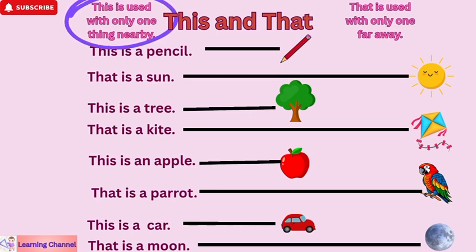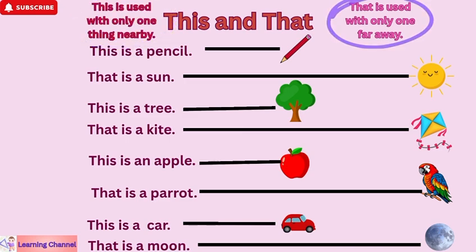This is used with only one thing nearby. On the other hand, that is used with only one far away. For explaining the thing which is nearby, this is used for that thing. For explaining the thing which is far away, that is used for that thing.